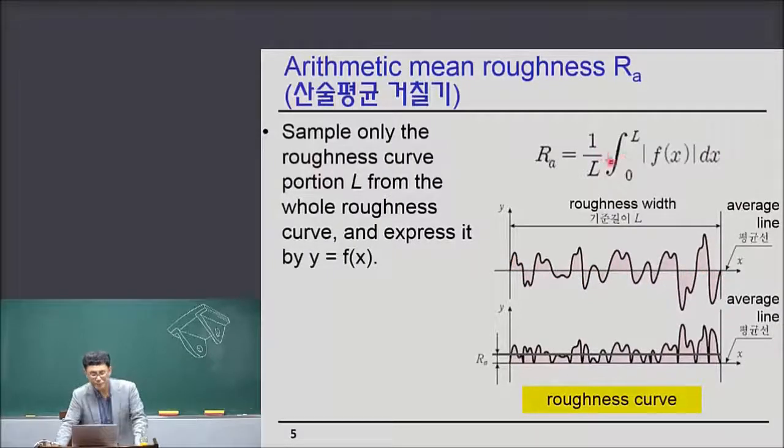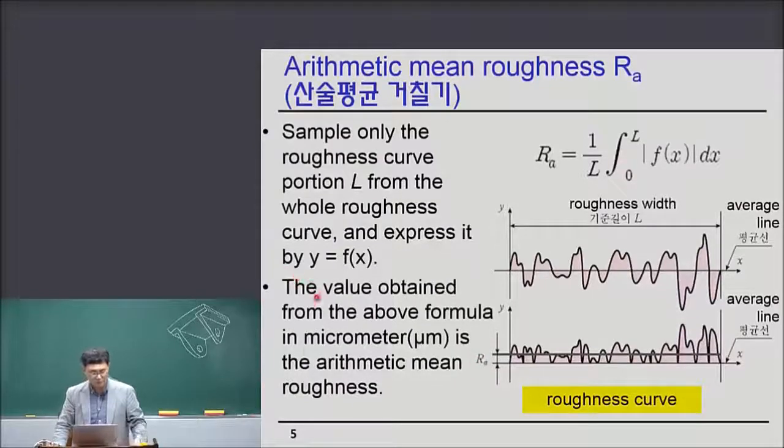And then the definition is the integration of the absolute value of f(x). So it means the absolute value of f(x) is like this, where the curve is all above the average line. And this is the average over the length L. So divided by length L, you can get the value Ra in microns. The value obtained from the above formula in microns is the arithmetic mean roughness.